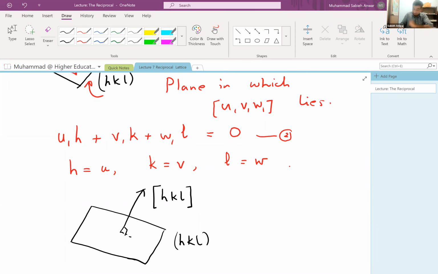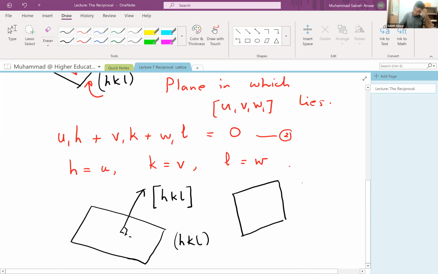So suppose I draw a plane which is the (111) plane.